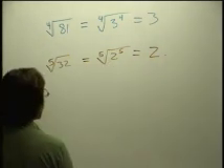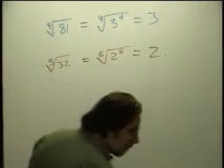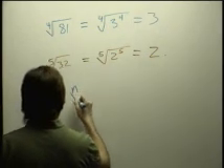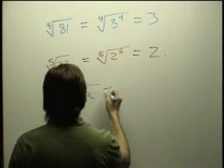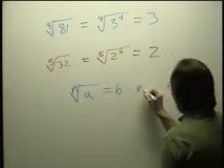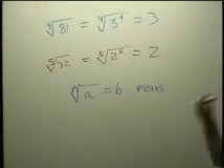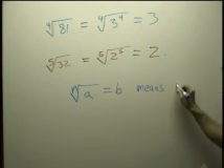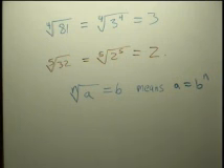And in general, if the nth root of any number a is equal to b, that means the same thing as saying we need to raise b to the nth power to get a. Okay?